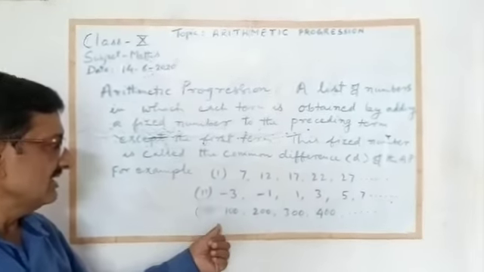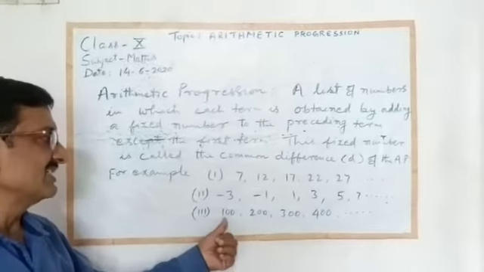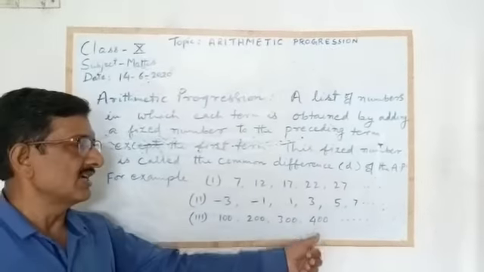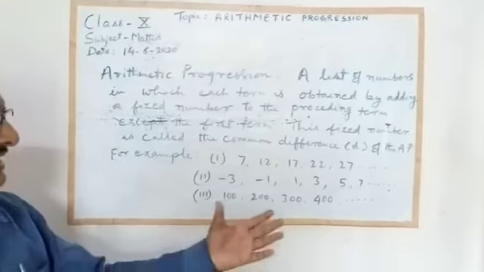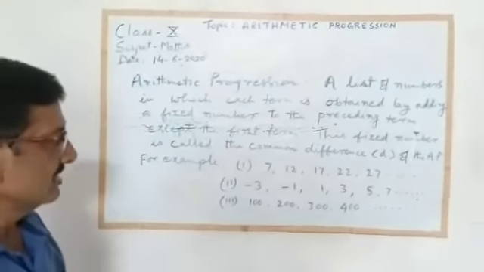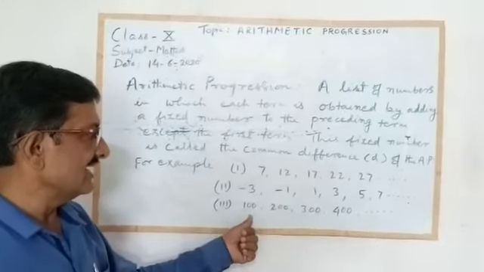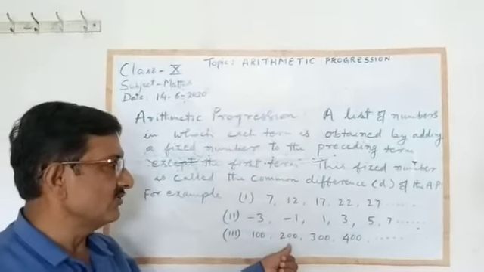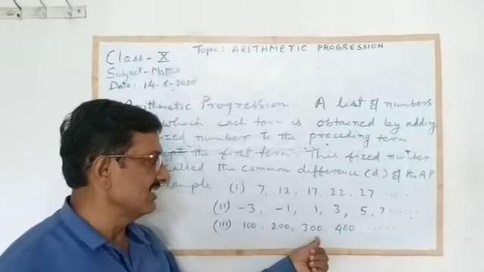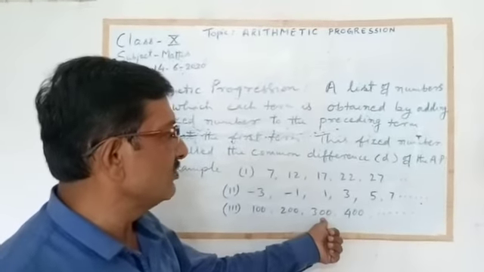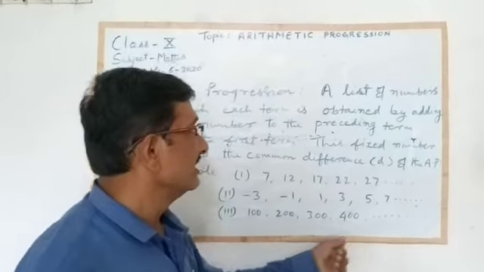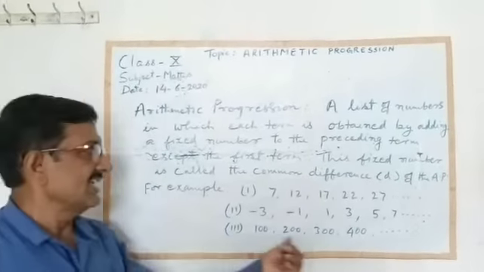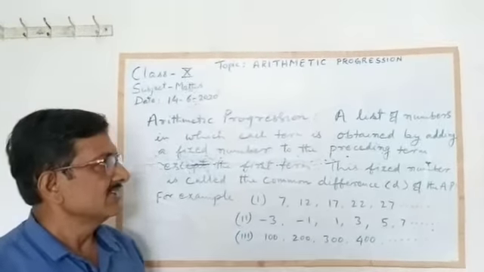In the third example, the first term is 100, the second term is 200, then 300 and 400. Here each number is succeeded by adding 100. When 100 is added to 100, we get 200. When 100 is added to 200, we get 300. When 100 is added to 300, we get 400. In this way, we can get a series which is in AP.